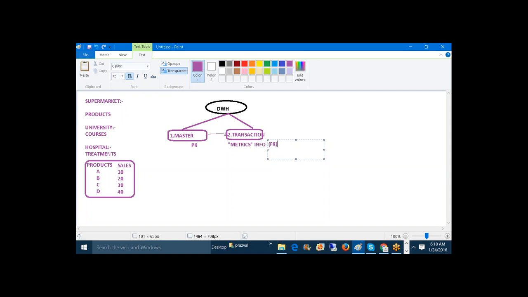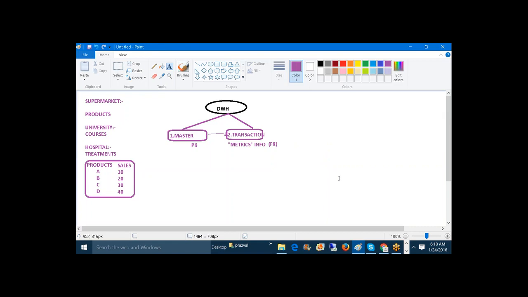The key thing is that without the parent, the child cannot exist. Without the master, the transaction cannot exist. Let's say for example we have product and sales. The product is master and sales is transaction. Without the product, can the sale exist? Obviously no. Without the product, the sale cannot exist.